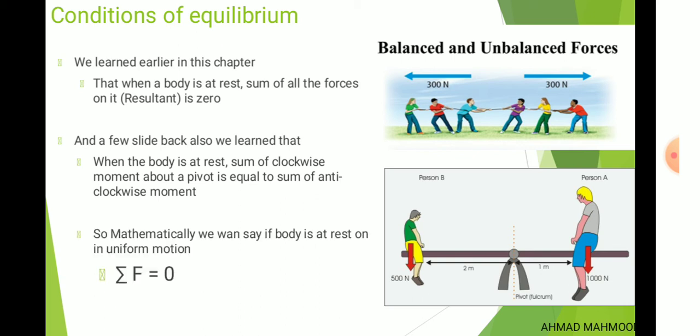So mathematically we can write: sum of all the forces equals 0, sum of all the moments equals 0. So these are the two conditions of equilibrium. If the body is at rest or moving with uniform velocity, it should meet these two conditions. It must meet these two conditions to be in equilibrium.